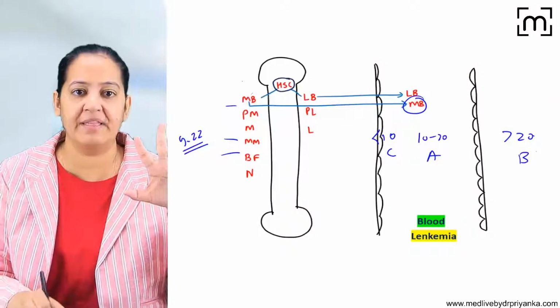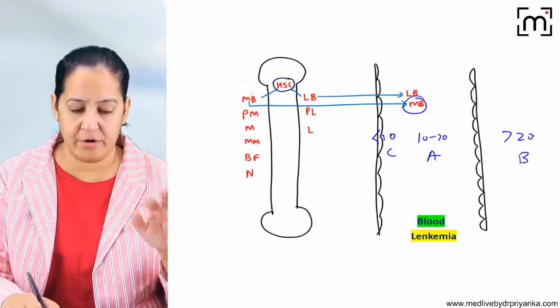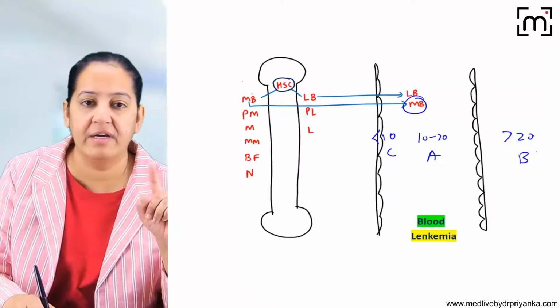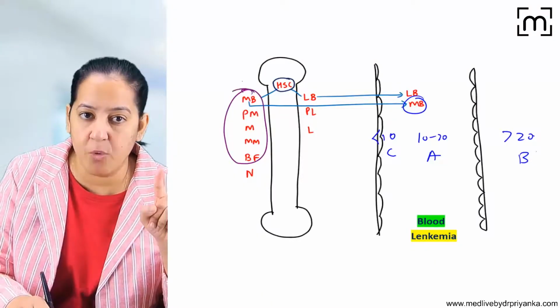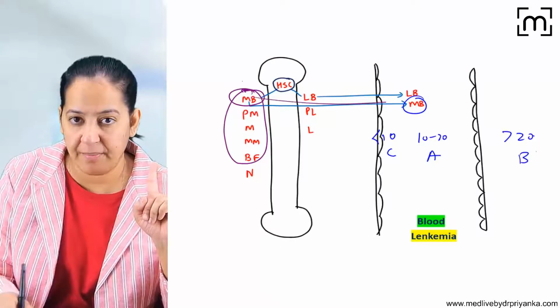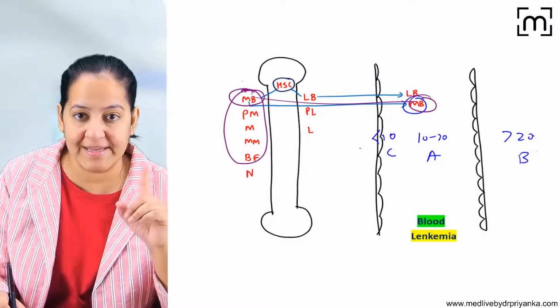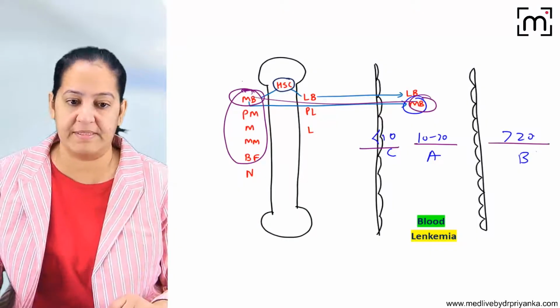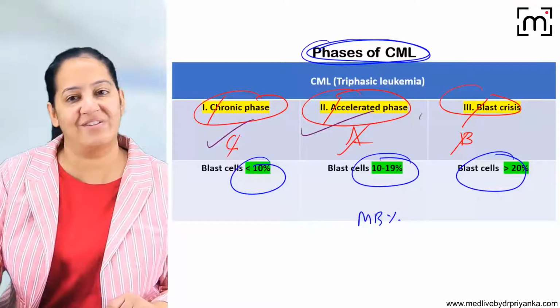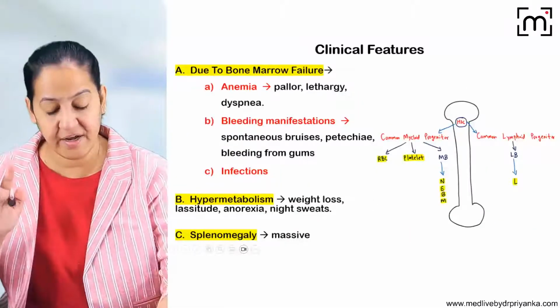Although 5 cells are coming in the blood, I agree. All 5 are doing uncontrolled mitosis, I agree. But the most important is myeloblast. So after coming in the blood, what is the percentage of myeloblast? Is it less than 10%, 10 to 20%, or more than 20%? That decides the phase, chronic, accelerated, or blast. So please learn that. After that, coming on the clinical features.